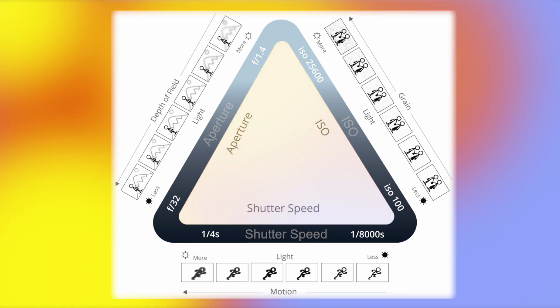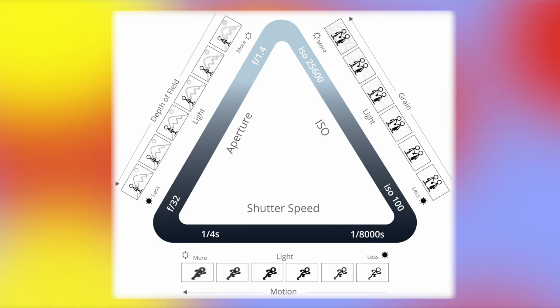The exposure triangle gives us three tools that help us change the way our photos look and help us balance our exposure. Look at that. Now, you can take better photos just by adjusting your camera.